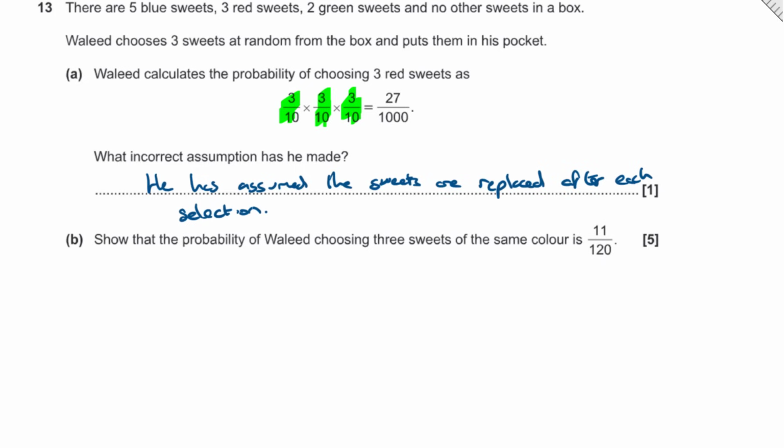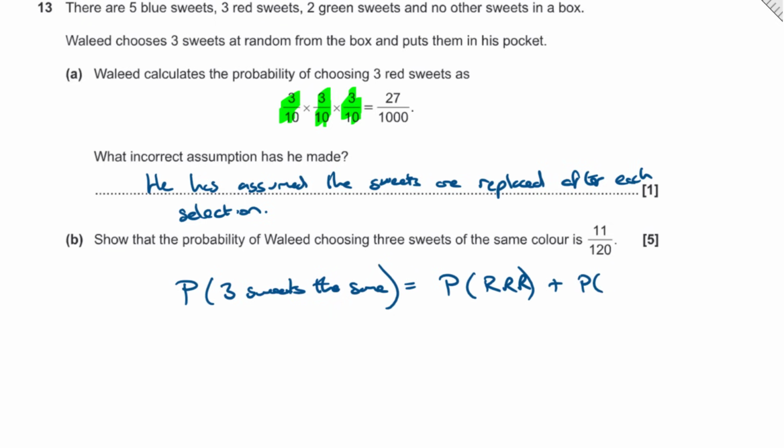Okay, show that the probability of Waleed choosing 3 sweets of the same colour is 11 over 120. So the probability of 3 sweets the same. Now that is the probability of 3 red sweets, isn't it? Red, red, red. Plus the probability of 3 blue sweets, blue, blue, blue.